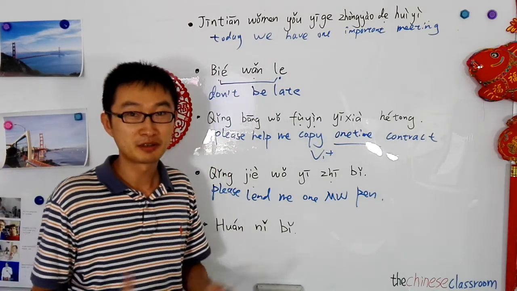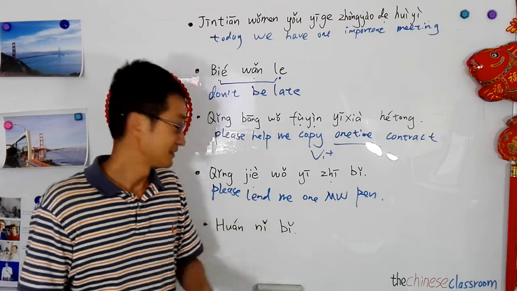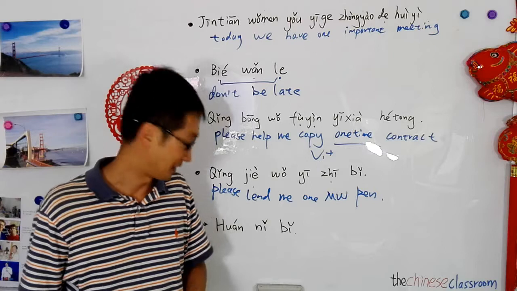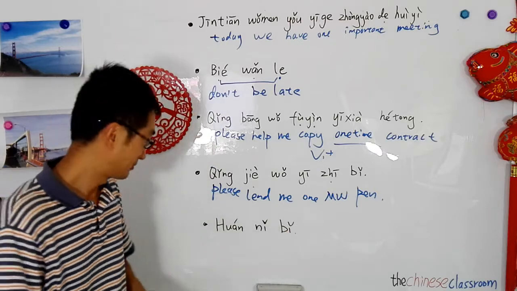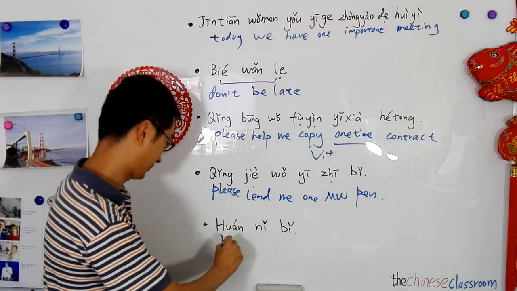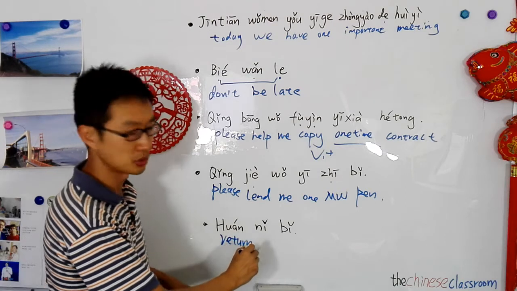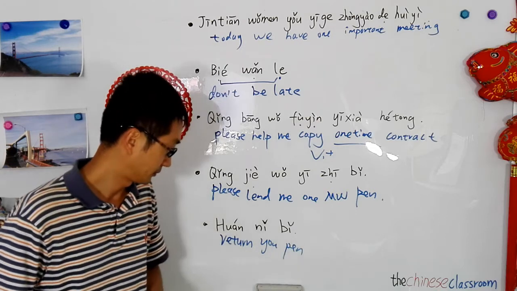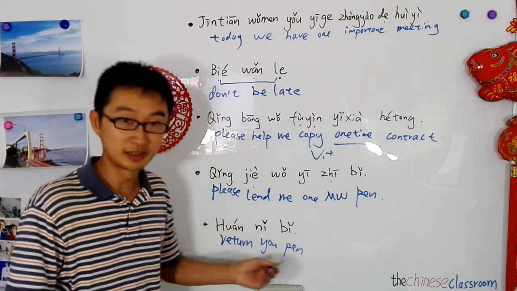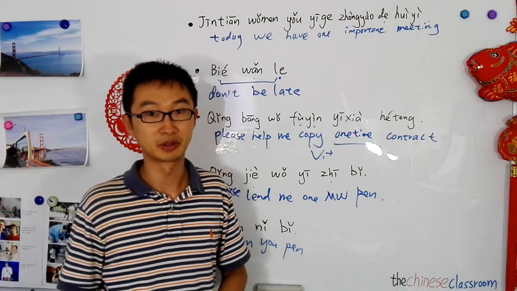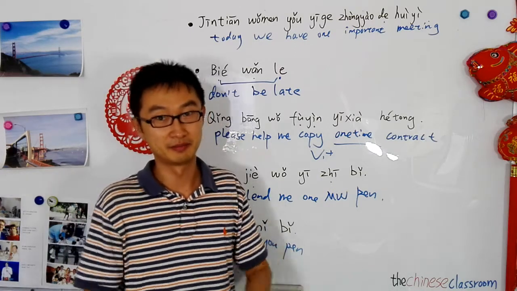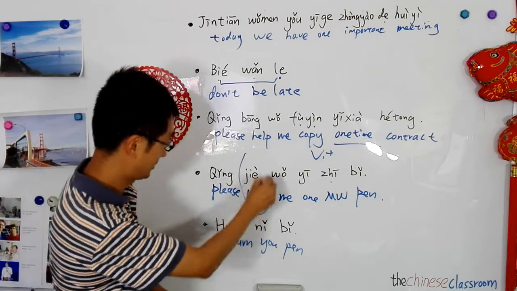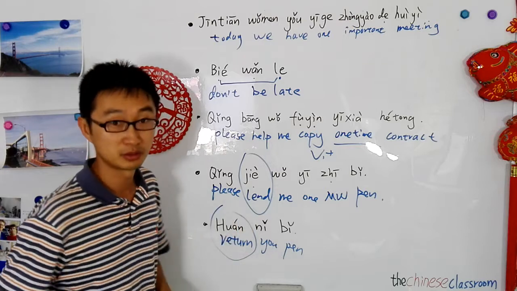Last one. Because, you know, you borrowed the pen, right? So you should return it to your friend. Here is 还你笔. Basically, 还 means return. 你 is you, of course. 笔 is pen. Word by word, return you the pen. Okay, it's like here's your pen. 还你笔。So, 借, lend, borrow, 还, return.